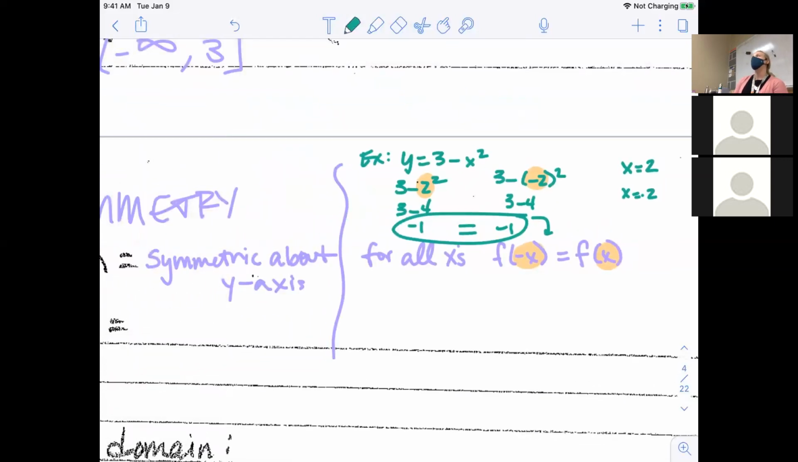Again, by looking at it, it's symmetric about the y-axis. By looking at it algebraically and solving mathematically, you can plug in a positive and a negative number and see if they equal each other.